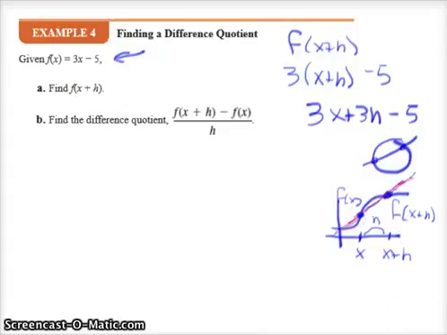Now, let's actually do the problem. Find the difference quotient. Here's my function. And what we've got to do is plug in f of x plus h, which we just did over here.